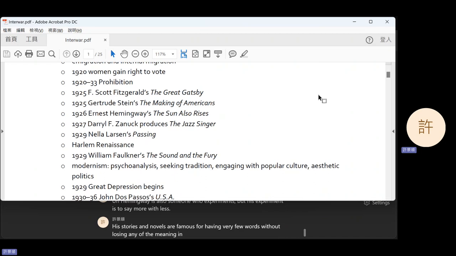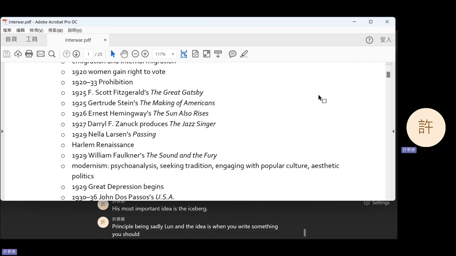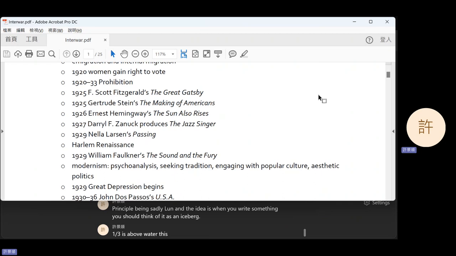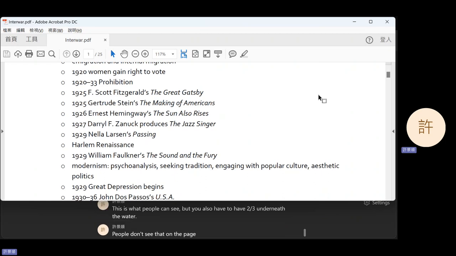In terms of literature, his most important idea is the iceberg principle, Bingsan Li Lun. And the idea is when you write something, you should think of it as an iceberg. One third is above water. This is what people can see. But you also have to have two thirds underneath the water. People don't see that on the page, but you have to put that into your story. It has to be there.